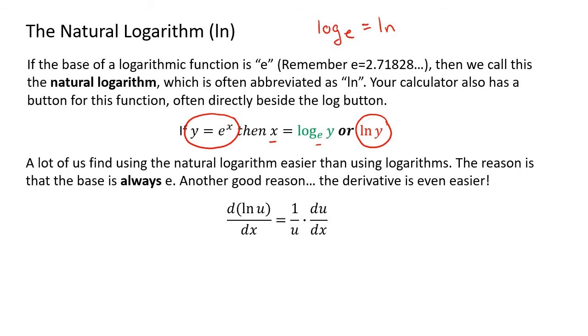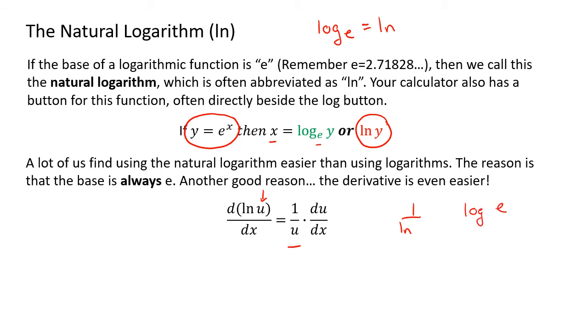The other difference is if you have the ln of a function, the derivative is actually a little bit more straightforward. So if you have ln of a function u, the derivative is simply 1 divided by u times du by dx. So notice we don't have that 1 over ln of the base or the log of e to whatever the base is.